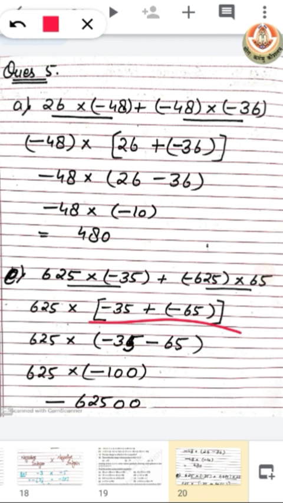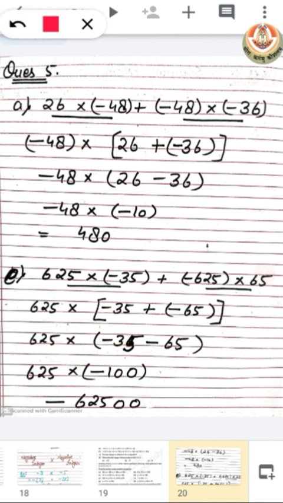Now when we solve it, we get minus 100 as the answer, and when we multiply 625 with minus 100 we get 62,500 as the answer.